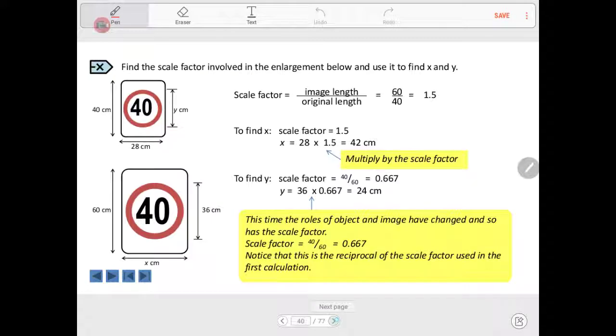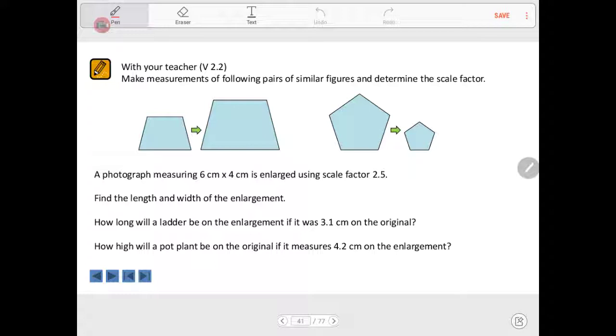Now let's skip ahead to this example here. We need to determine the scale factor for these two situations. On the left here we have a trapezoid which has been enlarged, and on the right we have a pentagon which has been shrunk. So we want to know by what scale factor these two transformations have been done. So you might want to try this first.